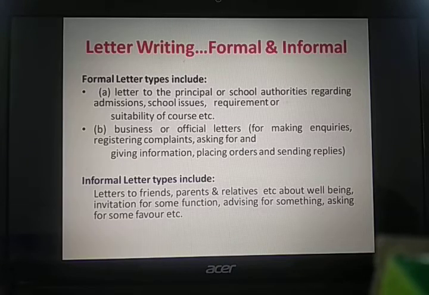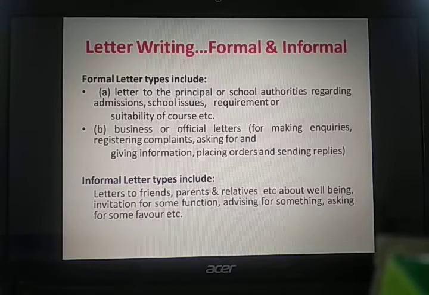Then you people, it will be like business or official letters for making inquiries, registering complaints, asking for and giving information, placing orders, sending replies. Okay, but these types are not in your syllabus. You have to write the letters to the principal and the school authorities. They are also called applications.